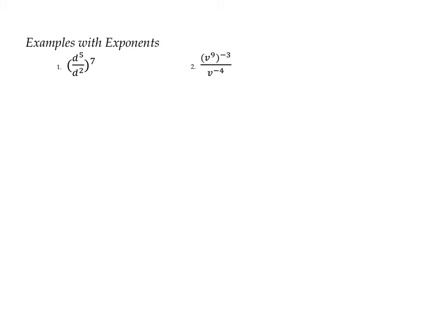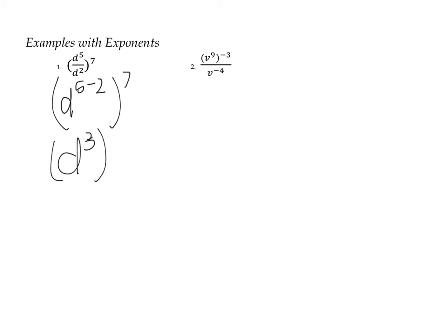So d to the 5th power divided by d squared is just d to the 5th minus 2. And then don't forget we're raising that to the 7th. 5 minus 2 is d cubed, to the 7th.